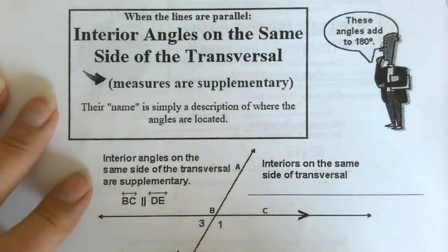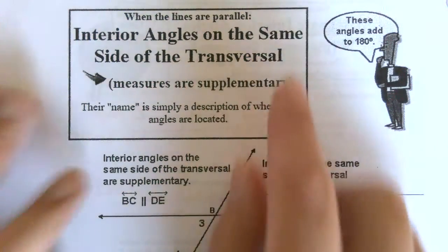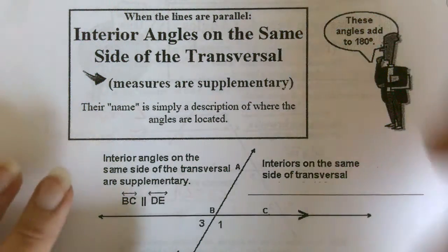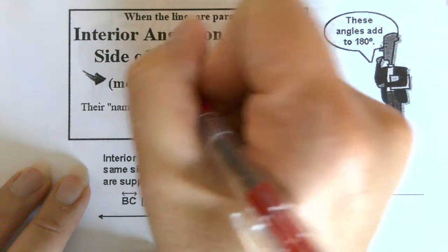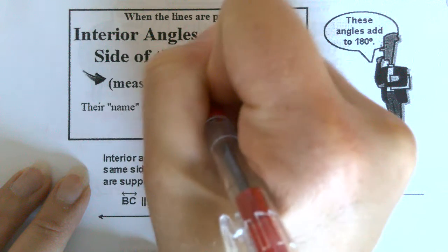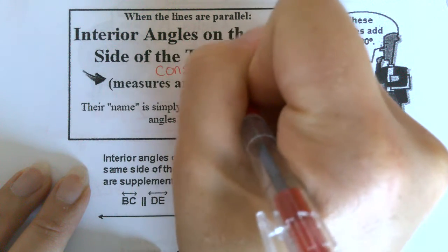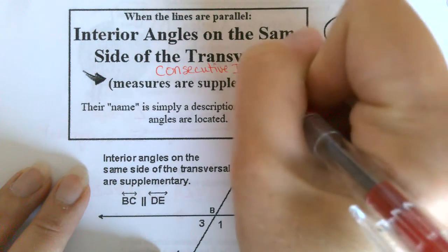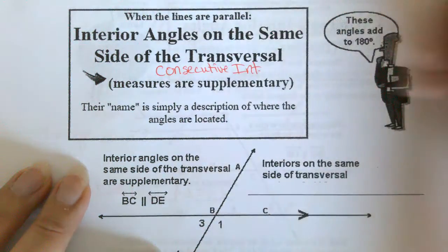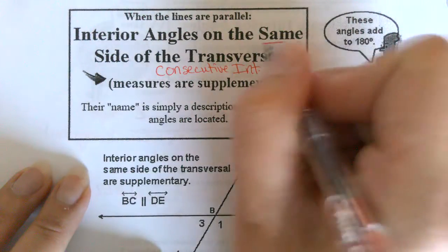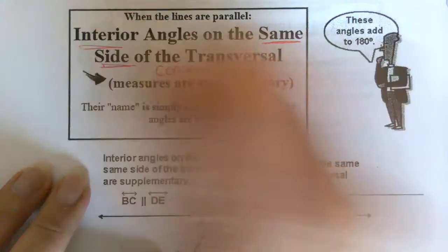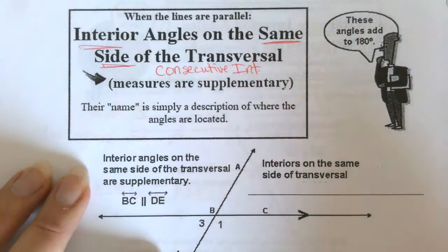This is the one that I feel like everyone forgets about. They're interior angles on the same side, or sometimes we use the word, I'm going to put in here, consecutive interior. So I'll accept either, consecutive interior. So interior angles on the same side. So we'll call them same side interior angles or consecutive interior angles.